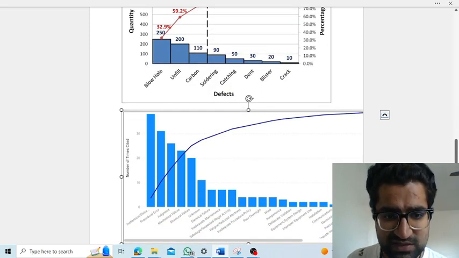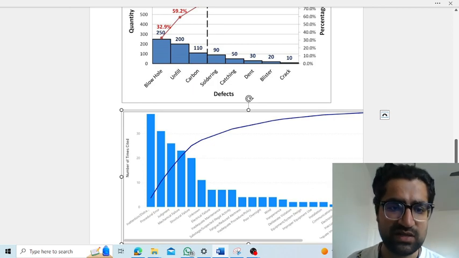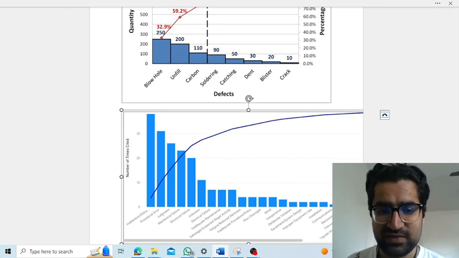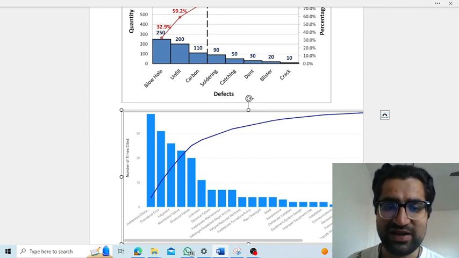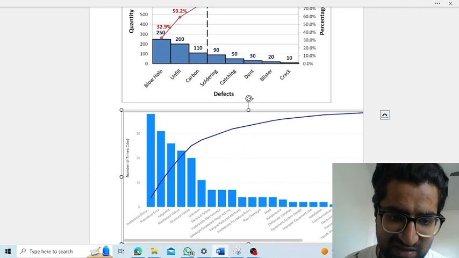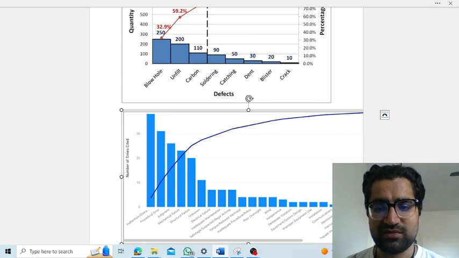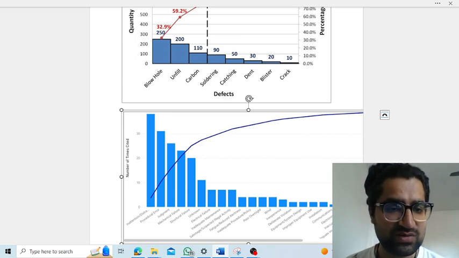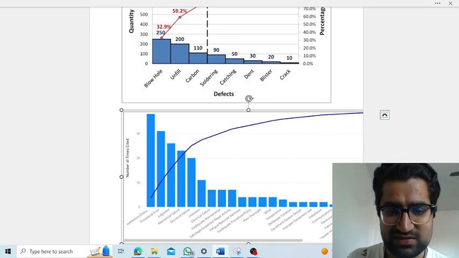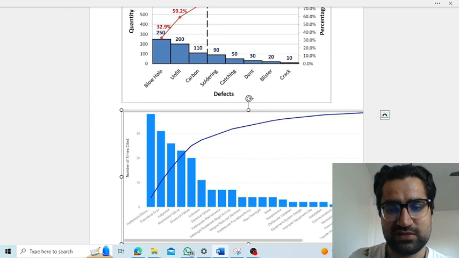And in this histogram, it is the same thing. It shows the number of times the defects are cited. The first five defects are cited more. The defects are mechanical failure, structural failure, procedural error. These are the defects in the process. These defects are causing 80% of the issues. So these are the 20% defects.